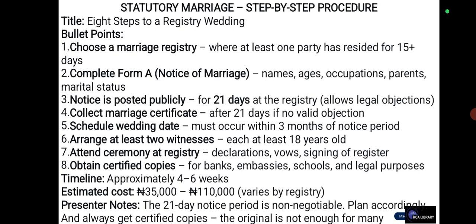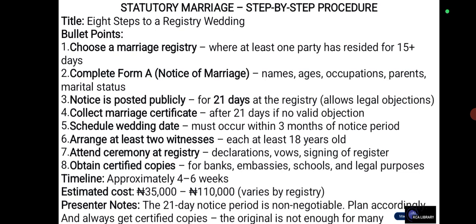Now, 8 steps to a registry wedding. First, choose a marriage registry where at least one party has resided for 15 plus days. Then 2, complete Form A, that is the notice of marriage. The notice is then posted publicly for 21 days at the registry. Then collect the marriage certificate after 21 days if no valid objection. Then you schedule the wedding date. This must occur within 3 months of the notice period.